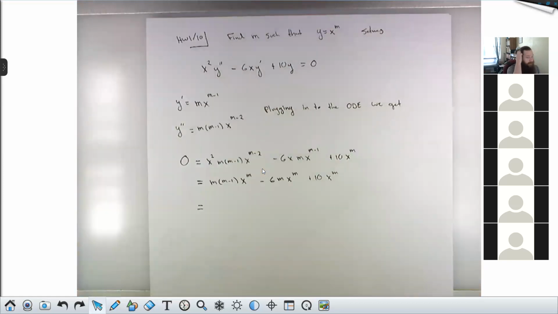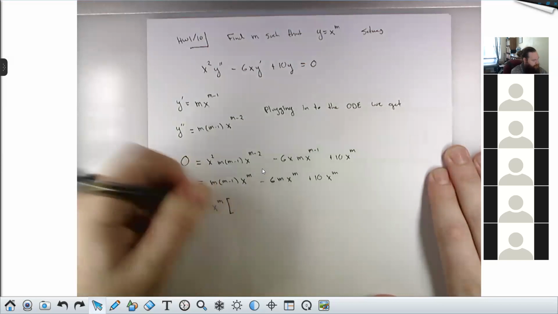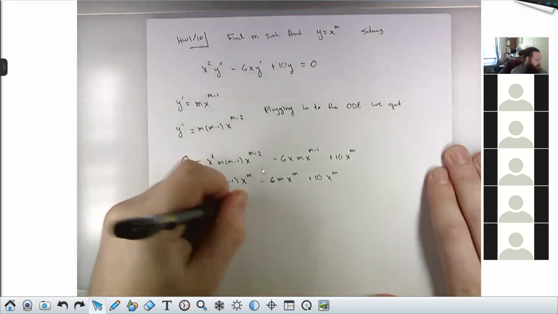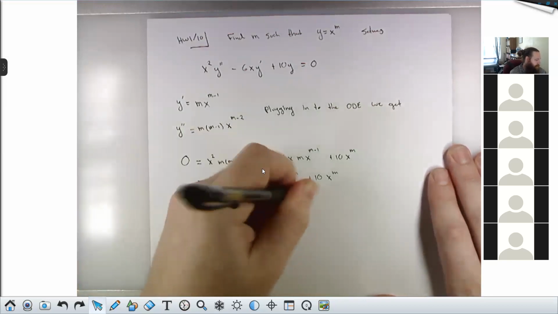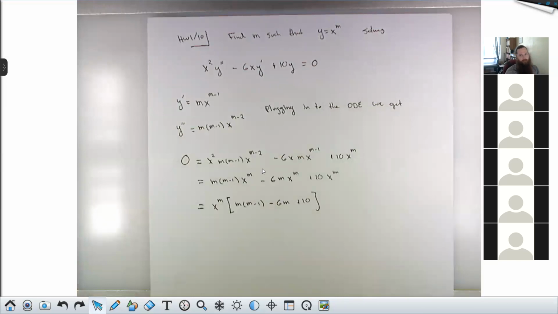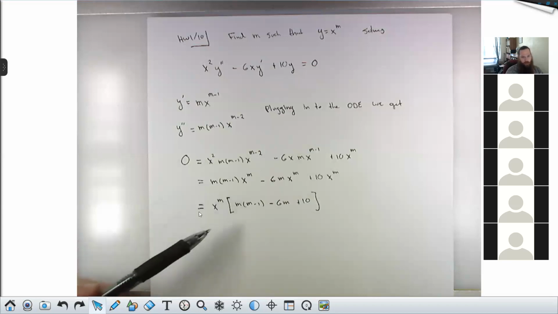So what I can do here is factor out the x to the m. And what will be left is m times m minus 1, minus 6m plus 10. The resulting equation might look like it's a polynomial of order m plus 2, but since x to the m, I can assume that this is not always 0, right? This would only be equal to 0 if x is equal to 0. So it's really this piece that's interesting.